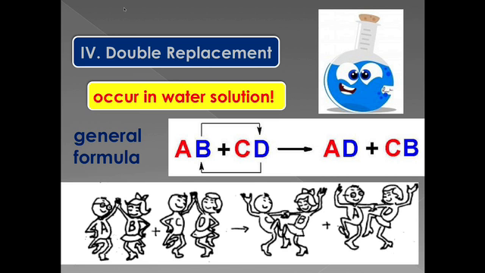Here's another way to visualize it with dance partners. Swap out dance partners, and that's a double replacement reaction.